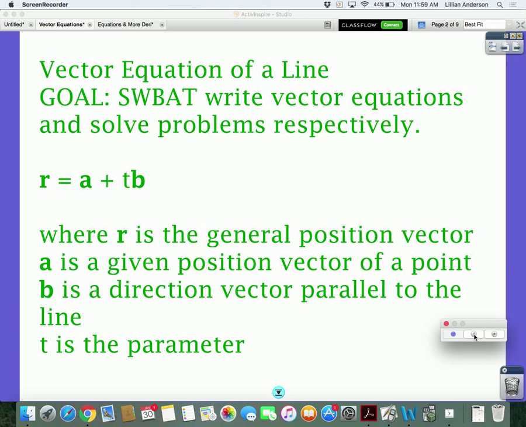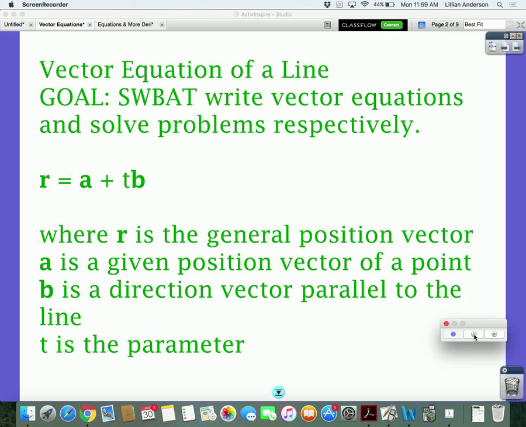So today we are talking about vector equations of a line. Okay, so there are such things as equations for these different vectors. So you're going to learn how to write them and to solve problems respectively. So this right here, what you see, vector R equals vector A plus T vector B.